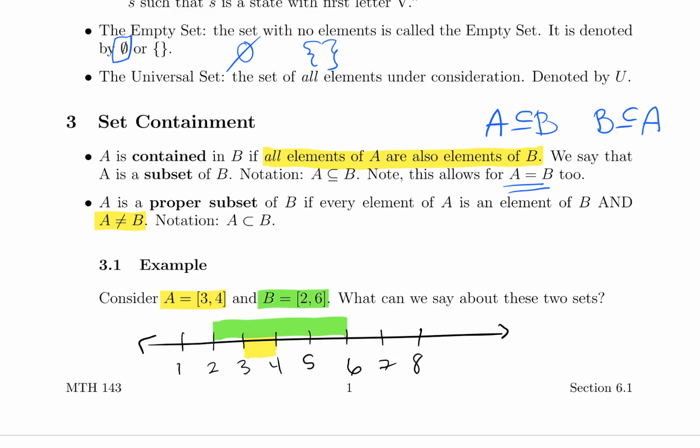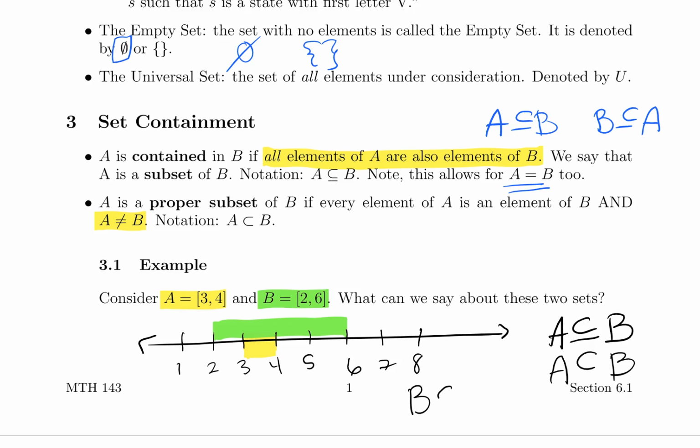Alright. Let's see. Well, looking at these two intervals, I can see that every element of A is also inside of B. So we can say that A is a subset of B. I can also see that A and B are not equal to each other, so we could get a little bit more specific and say that A is a proper subset of B. This would be true. We can't go the other way though, right?